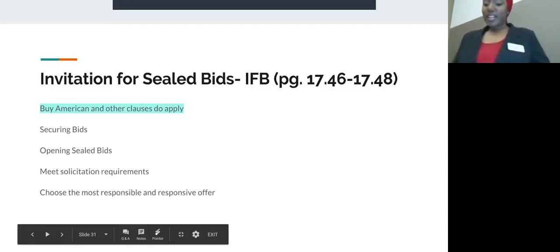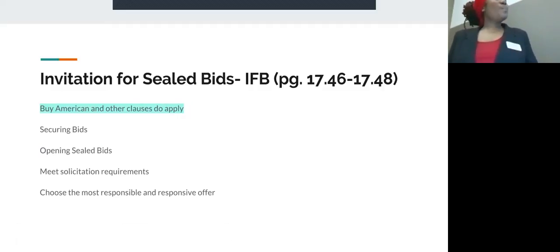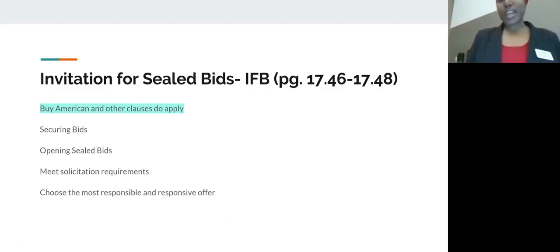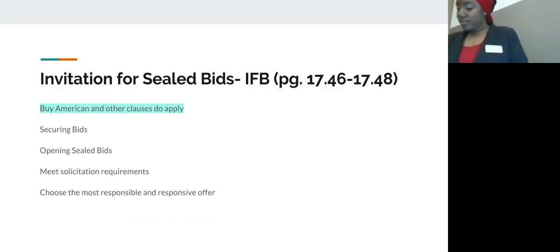Okay. All right, so once again, good old Buy American and other clauses do apply according to whatever specific contract that you are writing out for that product. You want to make sure that you're securing your bids. When it comes to securing your bids, the bid should be date stamped and stored in a secured place until the time of bid opening.